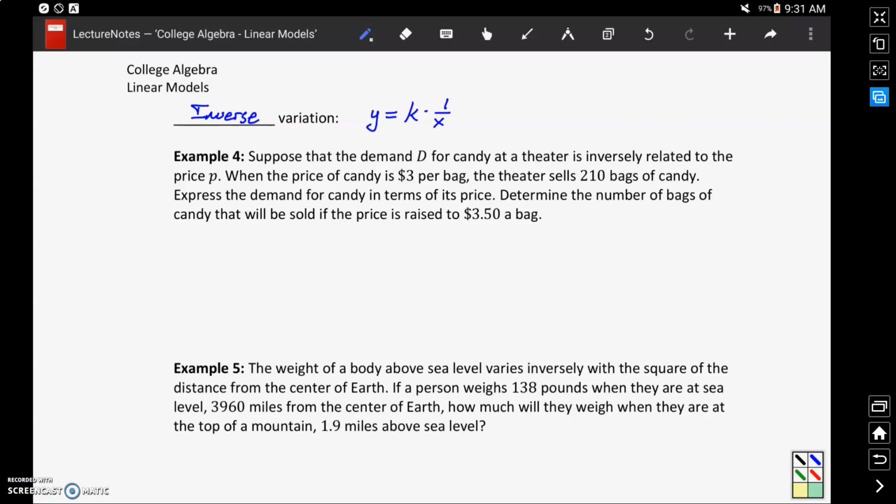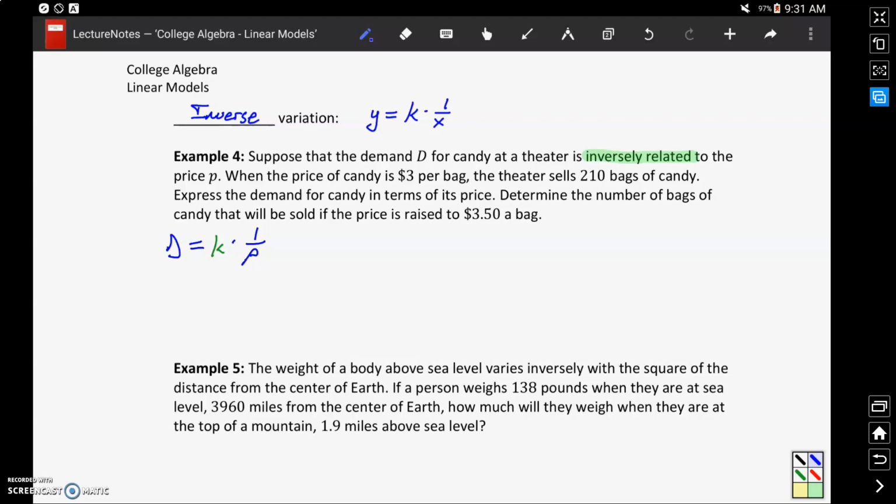In example 4, we're told to suppose that the demand D for candy at a theater is inversely related to the price P. Those would be some keywords that we would look for to know we're dealing with this inverse variation situation. So that means we can set up the equation D is equal to some constant K we'll need to solve for times 1 over P, since again we have that inverse relationship.